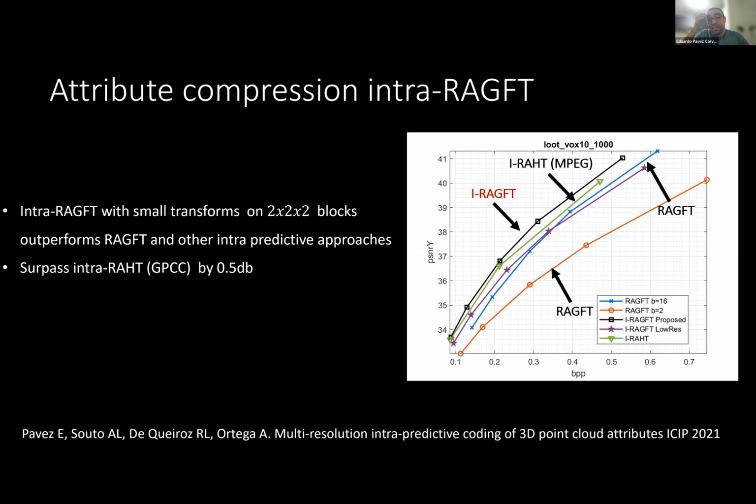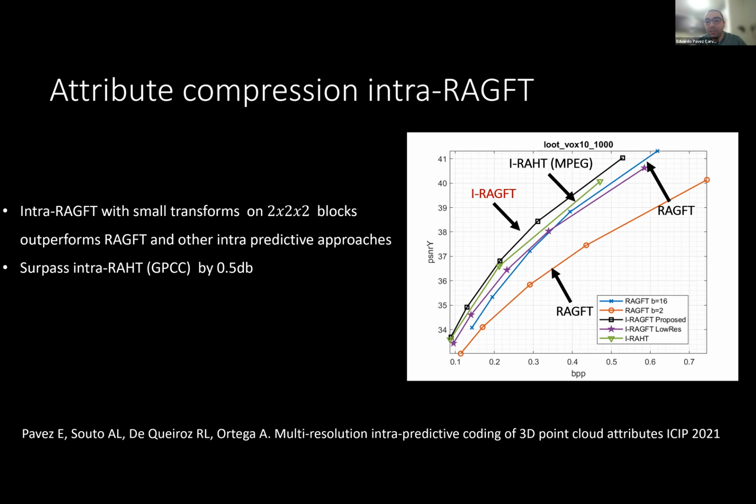Here are some results of combining the array GFT with this intra prediction. So I'll outline some of the main curves on this plot. This orange plot is the array GFT from a few slides ago with the worst performance, the one that is closer to RAHT. And the blue curve here is the array GFT with the best performance, the one that's close to block GFT with the best performance. And all the other curves are different versions of intra predicted transforms.